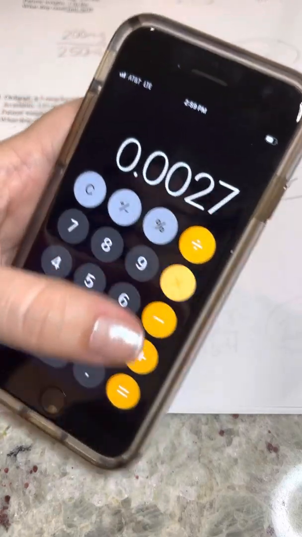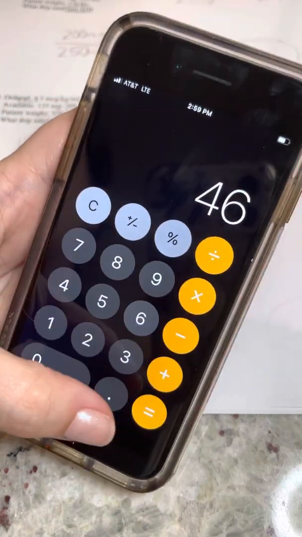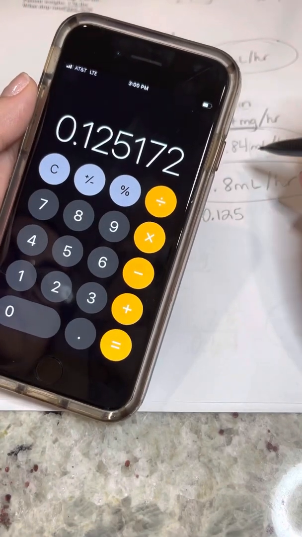All right, we're going to multiply this 46.36 kilograms times our milligrams. We have 0.0027 times 46.36. So our patient needs 0.125 milligrams per hour. This is what our patient needs. Now we need to know how many mLs that is.